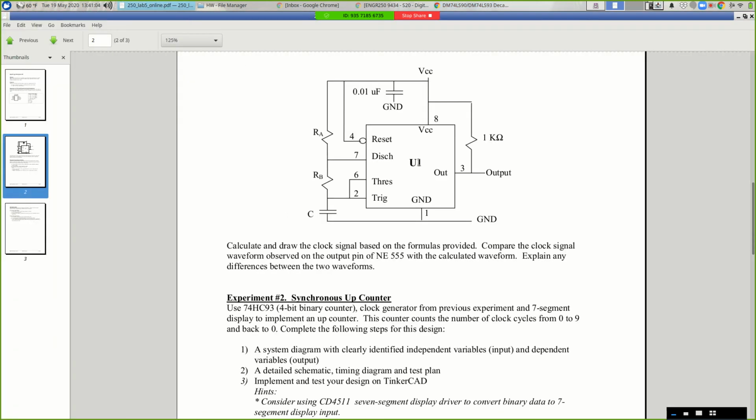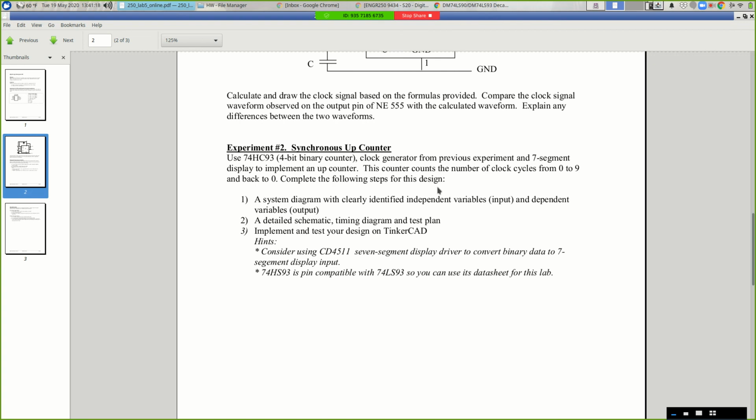All right, so that's the lab, 2 experiments. The first one is just building the circuit, looking at what it does, looking at the waveform it generates, drawing it, and then explaining any differences between what you observed and what you expected. And then the second one is connecting that timer to a counter, connecting a counter to a decoder, decoder to a 7-segment display, and making it count in sequence.